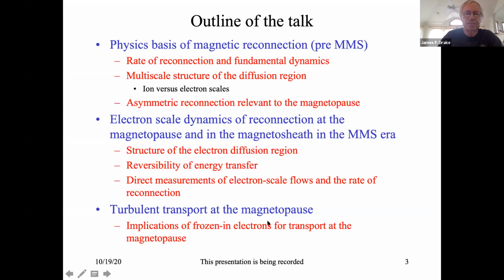Now, when I was originally planning this, I also had planned on talking about turbulent transport at the magnetopause, and in particular, the implication of the observations that electrons remain largely frozen in the turbulence that they do measure there. However, I decided I didn't really have enough time to do everything. But if somebody wants to ask a question at the end, I will do my best to answer. I don't have slides prepared on this last topic.